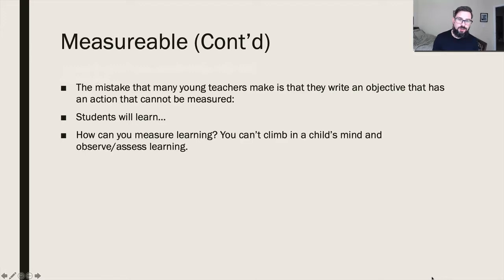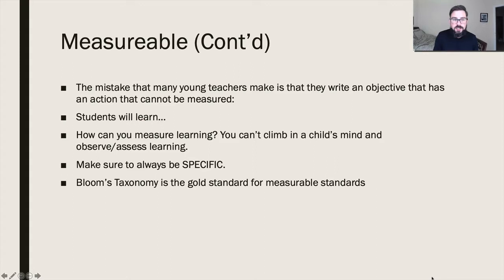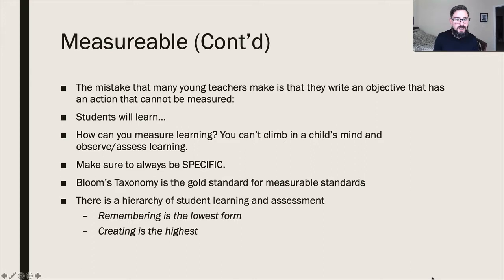That's really the action verb here. How can you measure learning? You can't climb into their brain. So what are the observable things that you can do? Again, that's about being specific. You want to use Bloom's taxonomy as the gold standard, okay? And we'll talk about what that is.